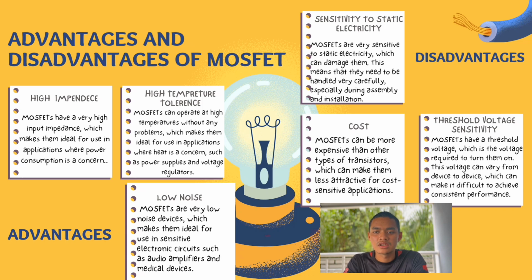Next, the cost. MOSFETs can be more expensive than other types of transistor, which can make them less attractive for cost-sensitive applications. Next, threshold voltage sensitivity. MOSFETs are sensitive to threshold voltage, which is the voltage required to turn them on. The voltage can vary from device to device, which can make it very difficult to achieve consistent performance.